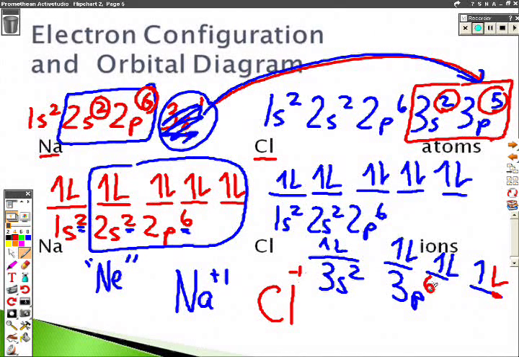So look at this. This has 3p6. 3s2 and 3p6. The noble gas it gets to act like is argon. They're both happy, they're both stable, and they do this losing and gaining thing called an ionic bond.